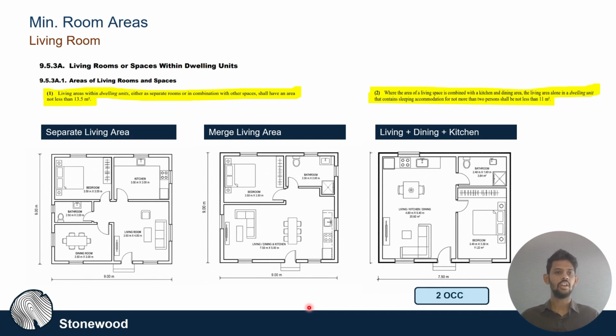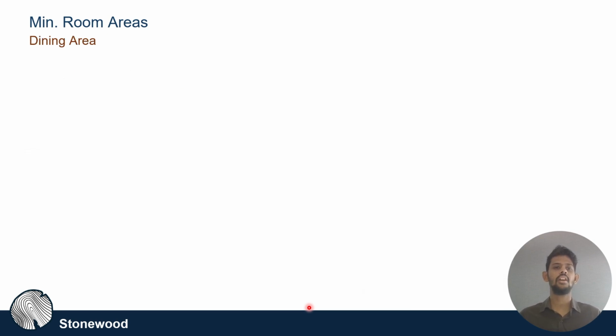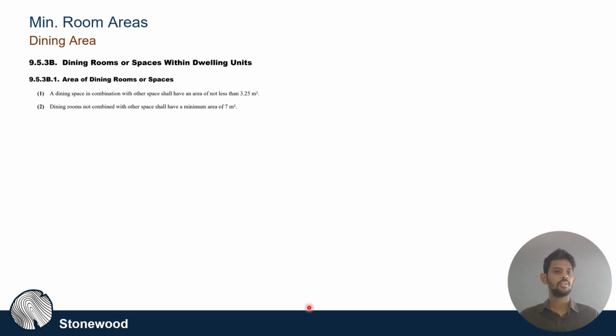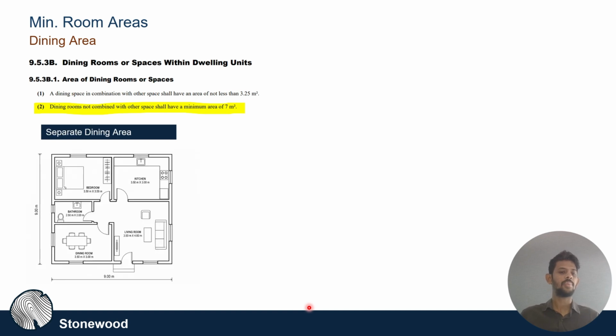Alright, now we know about the living room, so let's move on. Now let's learn about the dining area. So for the dining area we have to read 9.5.3b.1 and sentence 2. Dining rooms not combined with other space shall have a minimum area of 7 square meter. Basically when you don't merge, you need a separate dining area.